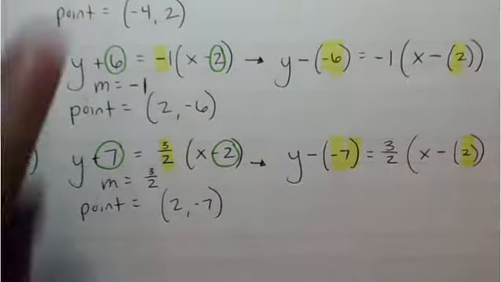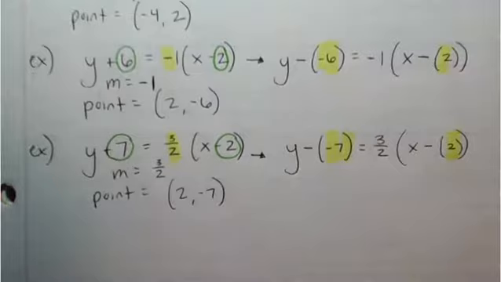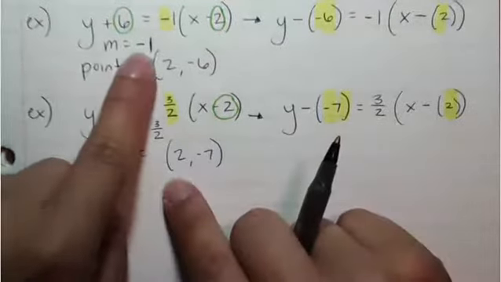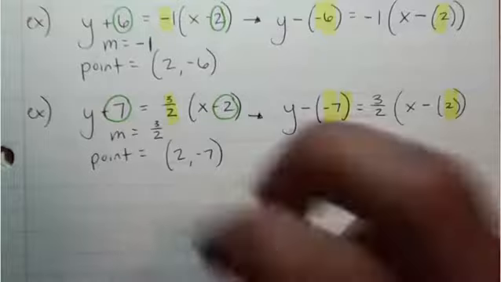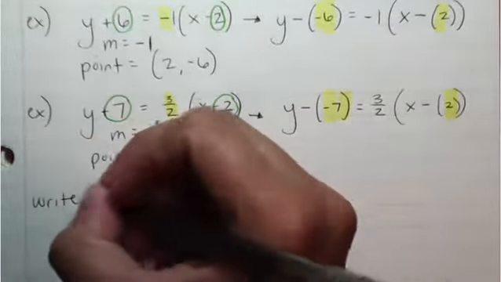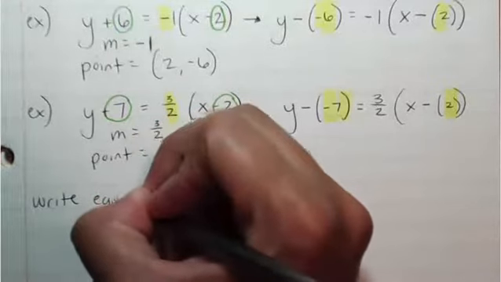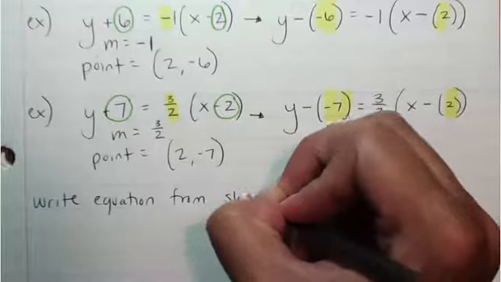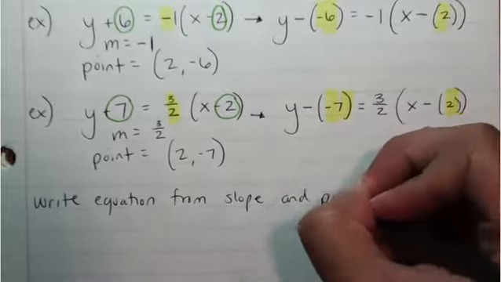Okay, so you have 3 examples there. Make sure you look over those tonight while you're working on your assignment to make sure you're clear on that. So again, we have our point slope formula. You are able to identify the slope and the point from the formula. And now what we want to do is write an equation from the slope and a point.